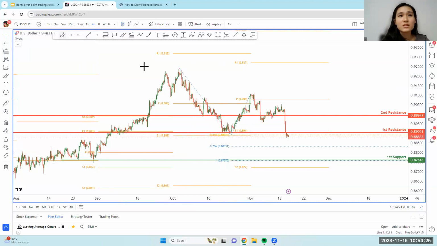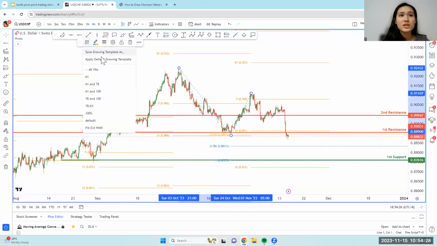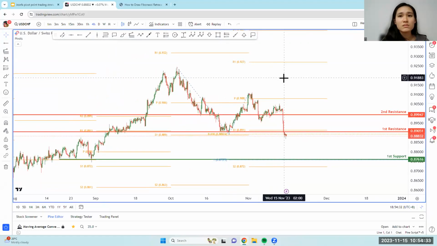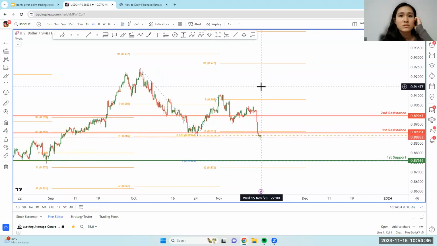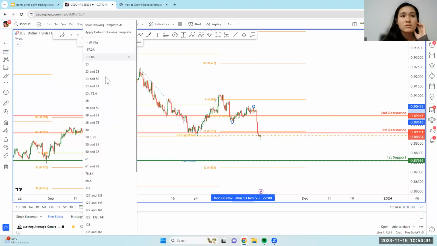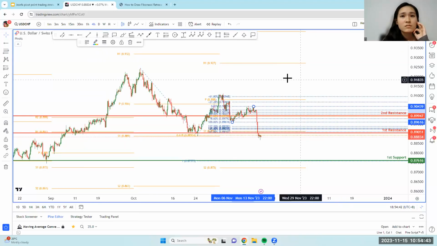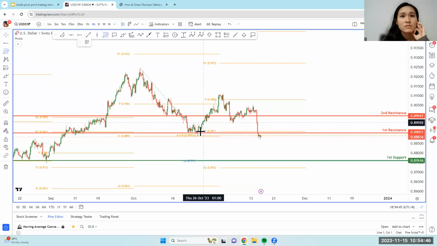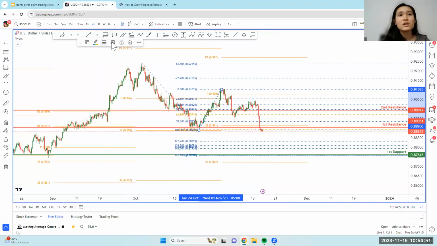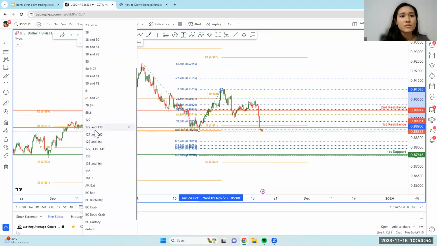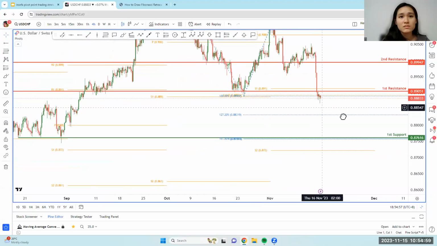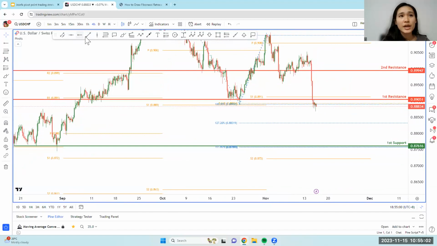Okay, we can see 61.8 and 100% line out nicely. Okay, and then we can see this tick here as well. Okay, 127 and 161. Okay, I'm gonna add another level here.